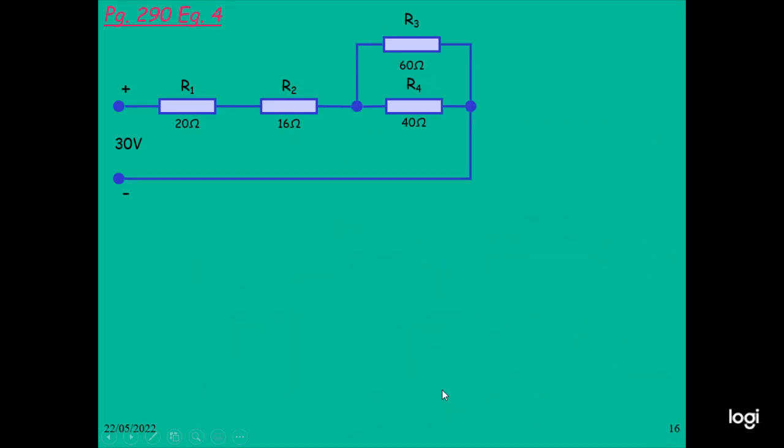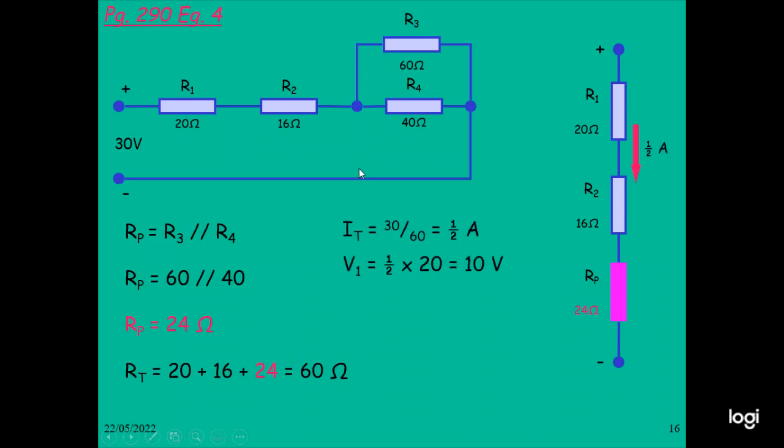Then you also see this connection: R3 is 60 ohm, R4 40 ohm, R1 and R2 are 20 and 16 ohm. So RB is R3 plus R4, that is 60 multiplied by 40 over 60 plus 40, you got 24 ohm RB. So this RB 24 ohm and 16 ohm and 20 ohm you add, the total resistance will be 60 ohm. And total current can be calculated, divided by the 60 ohm resistance, you got half an ampere.